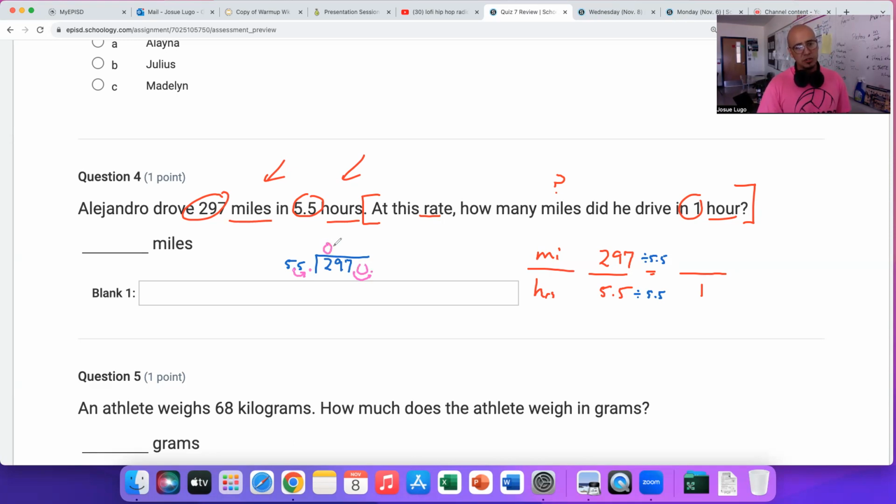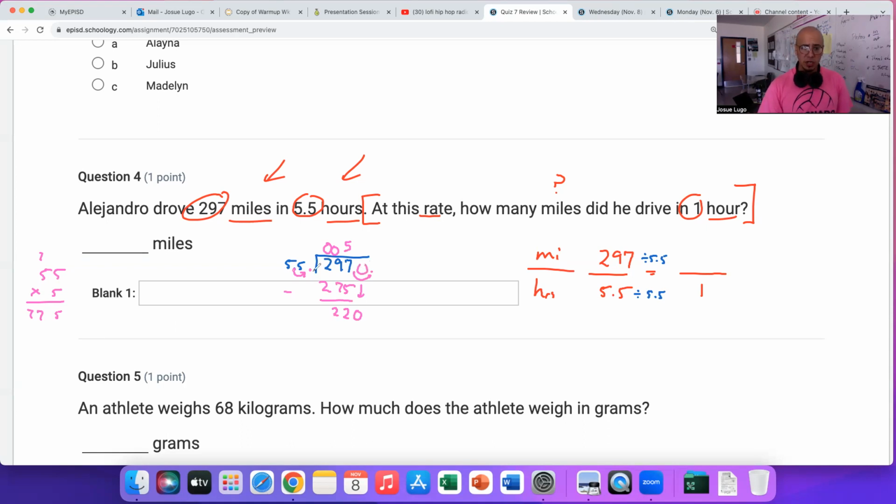Okay, 55 does not go into 2 or 29, but it does go into 297. Let me see what 5 would do. 55 times 5. 5 times 5 is 25, 5 times 5 is 25, 26, 27. That's 275. Yeah, that's close enough. So let's subtract. That's going to be a remainder of 2. Let's bring down the 0. Right, because 5 times 5 is 25, 26, 27, 275, yes.